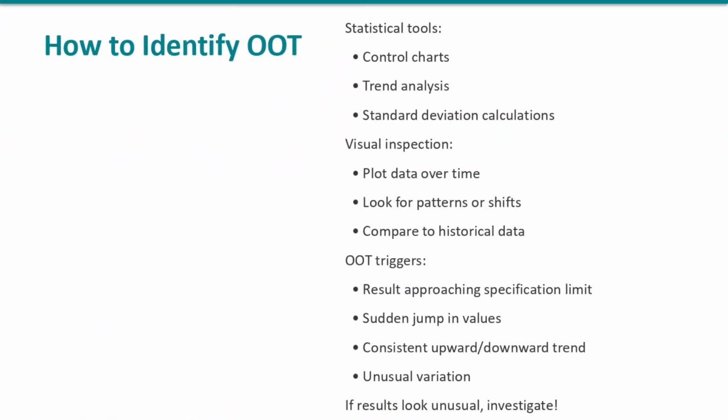OOT can be identified through statistical tools like control charts, trend analysis, and standard deviation calculations. Visual inspection includes plotting data over time, looking for patterns or shifts, and comparing to historical data. OOT triggers include result approaching specification limit, sudden jump in values, consistent upward or downward trend, or unusual variation. Even if results are within spec, if they look unusual, investigate.